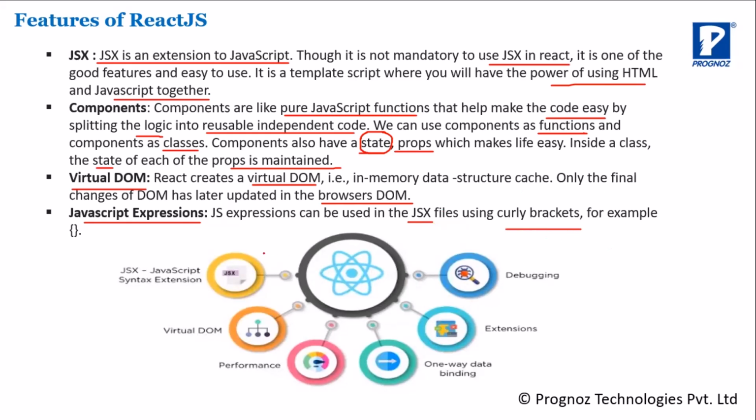So what are the features of React.js? A JavaScript syntax extension, that is nothing but JSX. It uses the virtual DOM. It gives better performance. It also gives the facility for one-way data binding, that is unidirectional data flow. It gives different extensions. Also, we can test the application easily and we can debug the application. So these are the features we get by using React.js.